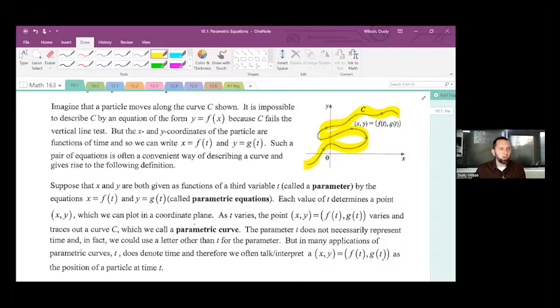That is, some of the inputs x would have more than one output y. But the x and the y coordinates of the particle are functions of time. And so we can write x equal to f of t and y equal to g of t. Such a pair of equations is often a convenient way of describing a curve and gives rise to the following definition. Just to be clear, each of these points x, y would be hit at one and only one time t.